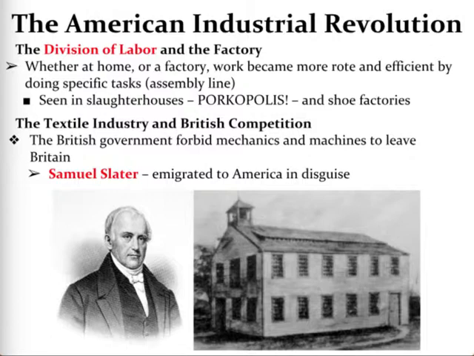The textile industry and British competition. American and British advantages. British textile manufacturers were particularly worried about American competition. Britain prohibited the export of textile machinery and the emigration of mechanics who knew how to build it. But many British mechanics disguised themselves as ordinary laborers and set sail to the United States. Samuel Slater brought to America a design for an advanced cotton spinner. Its use in 1790 marked the advent of the American Industrial Revolution.